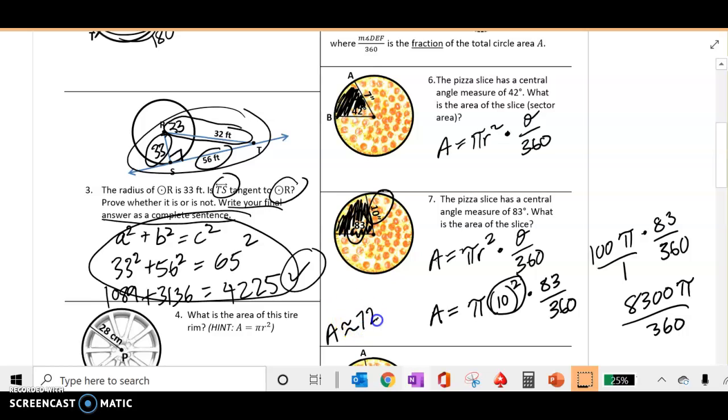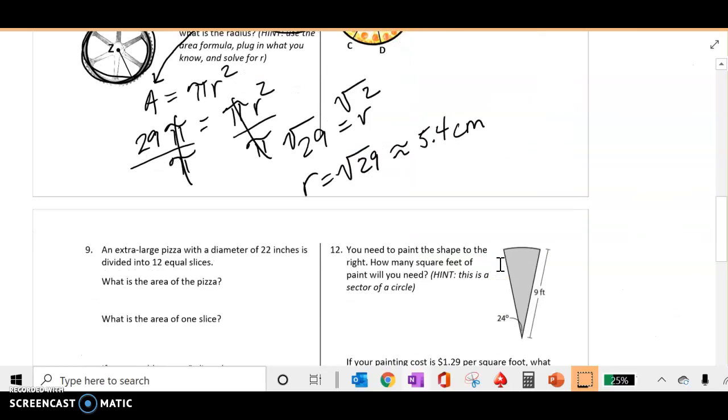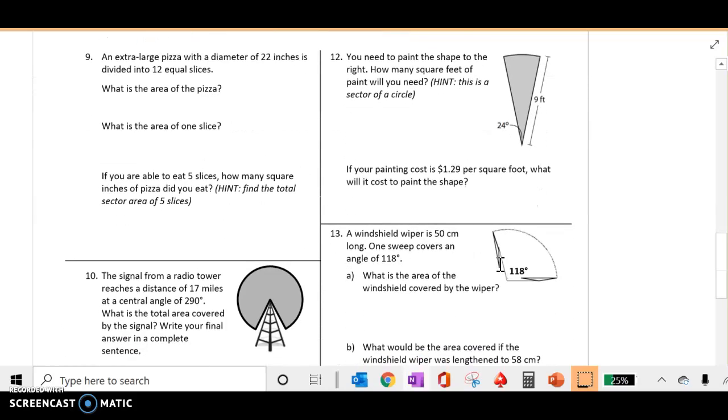So 72.4, and it looks like inches. Inches squared is that sector area right there. Okay, number 6 is the same type of thing. Let's go to the back side, number 9.